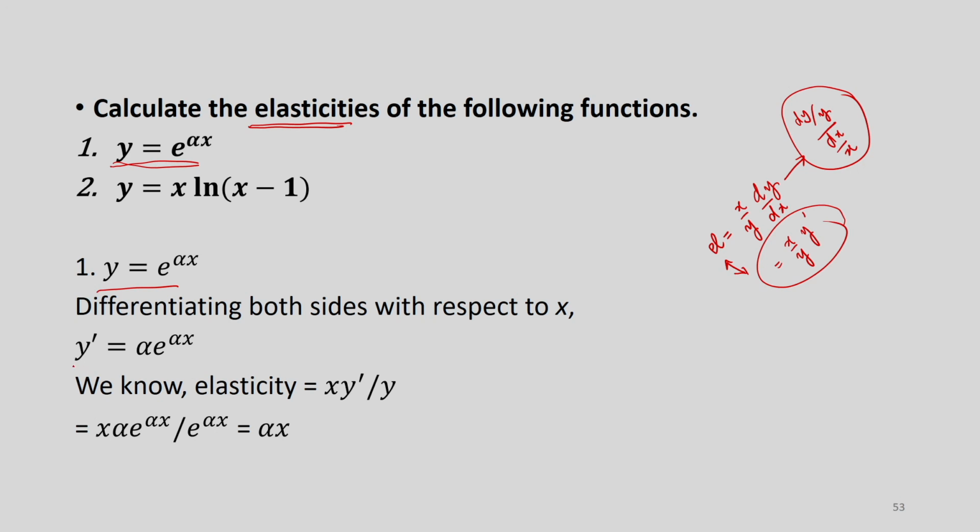So, first I have to find out y dashed, the first derivative of the function, and that is simply in this case alpha multiplied by e to the power alpha x. Once y dashed is found, I substitute that here, and this is going to give me x multiplied by alpha multiplied by e to the power alpha x divided by y. y is e to the power alpha x. So, e to the power alpha x will get cancelled from the numerator and the denominator. Therefore, the answer is simply alpha multiplied by x.